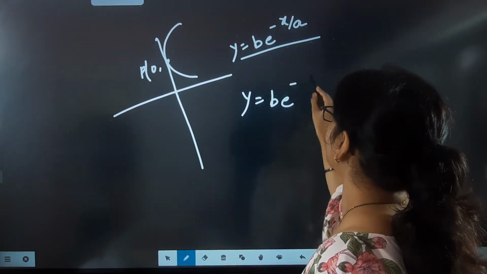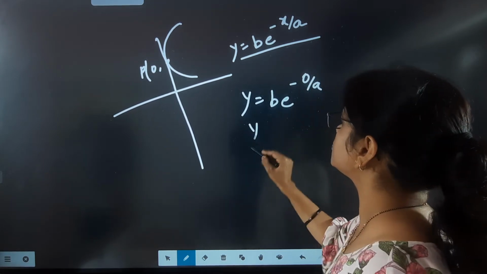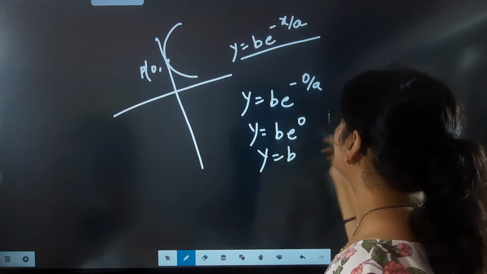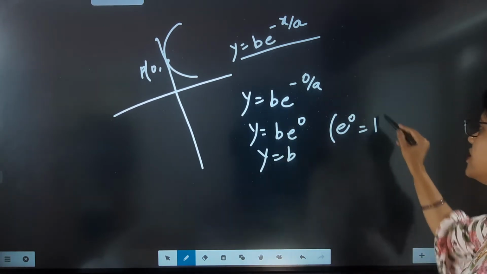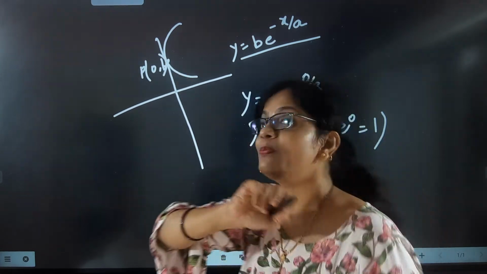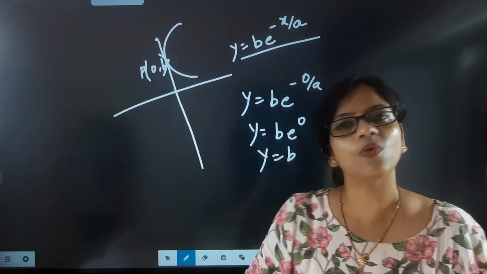So y equals b e to the power minus 0 by a. So y will be equal to b e to the power 0. So y will be equal to b, because e to the power 0 is nothing but 1. So now here we are getting the contact point between the curve and the y-axis.